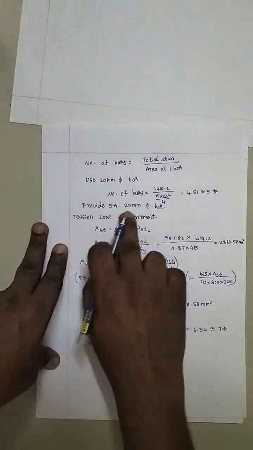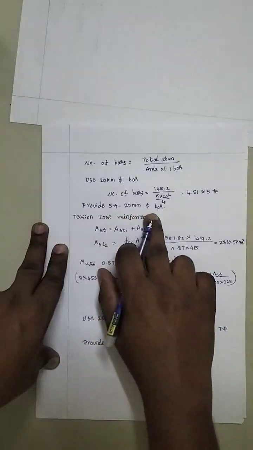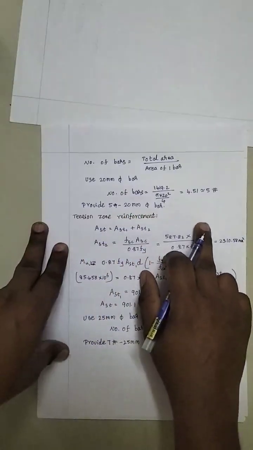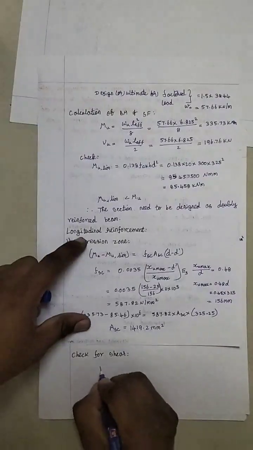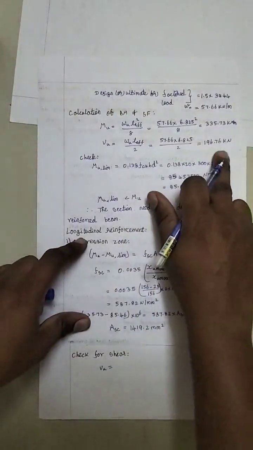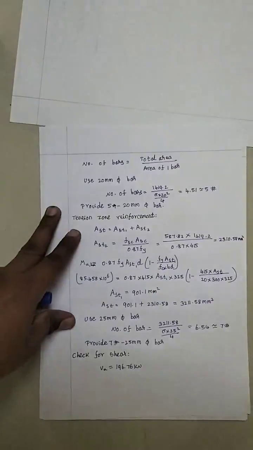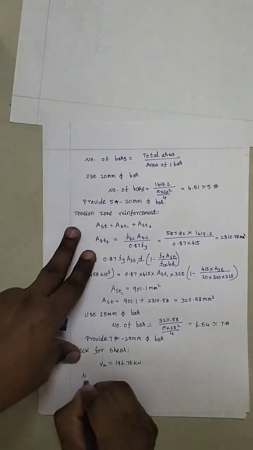Here you can write: provide 5 number of 20 mm dia bar as compression zone reinforcement. So the next step is we need to check this for shear. Here the Vu value which we have calculated already is 196.76 kilonewton.